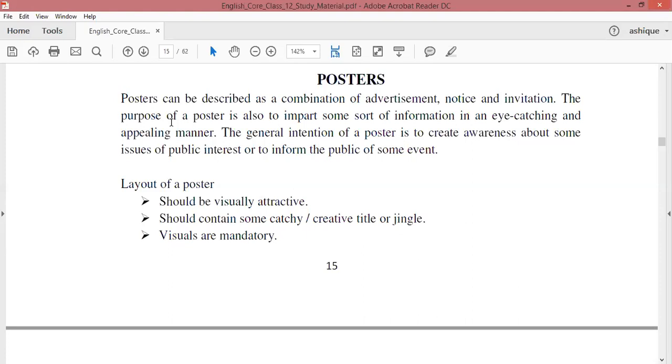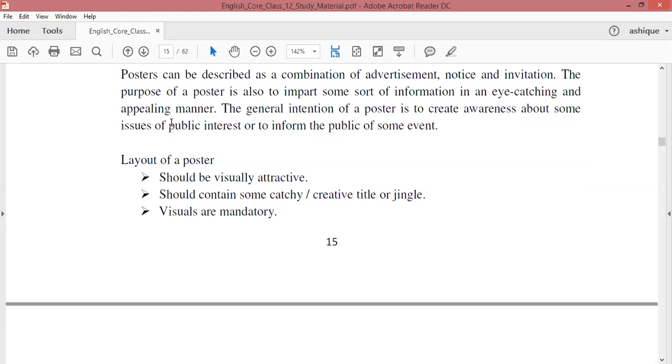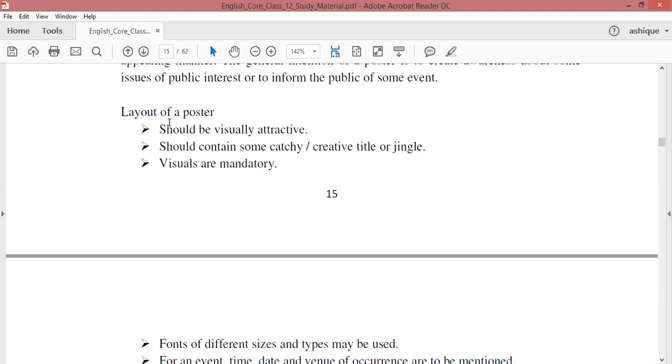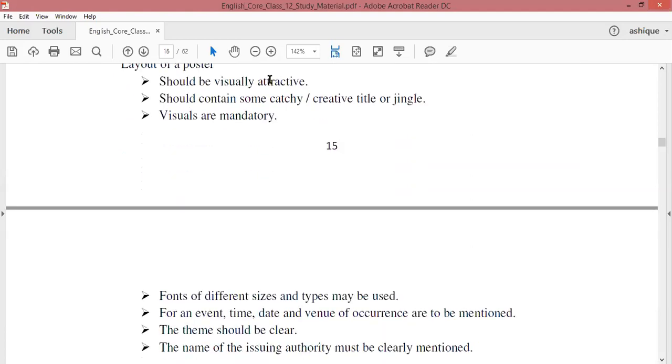So the general intention of a poster is to create awareness, to raise some issue of public interest, or to inform the public of some event. If there is some event, for that they hang a poster. To create awareness, they hang a poster. And for public interest, the public should know for their benefit, so they issue a poster.